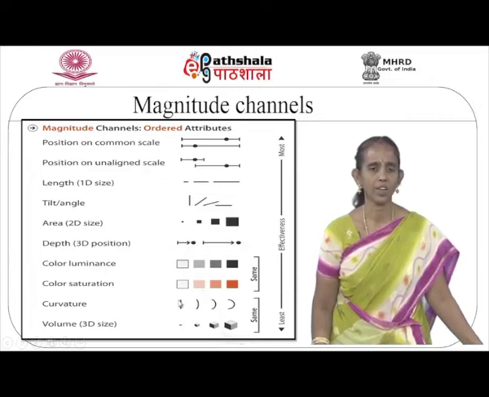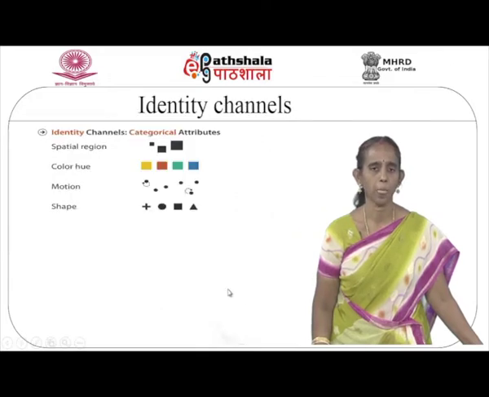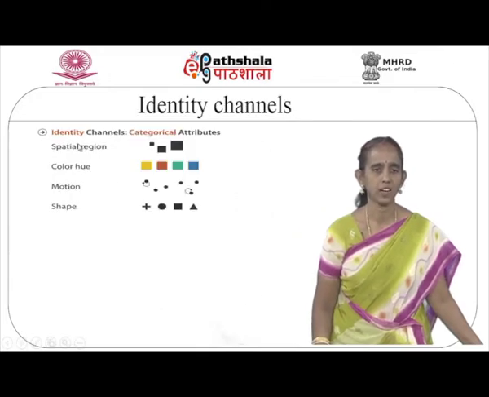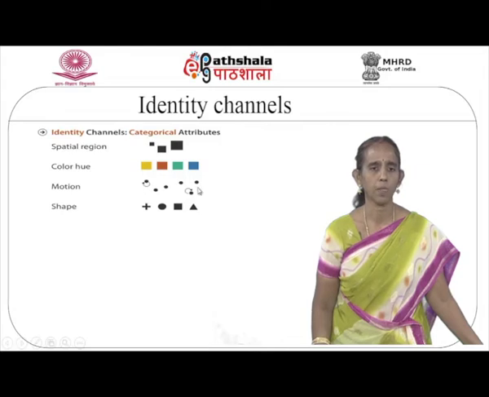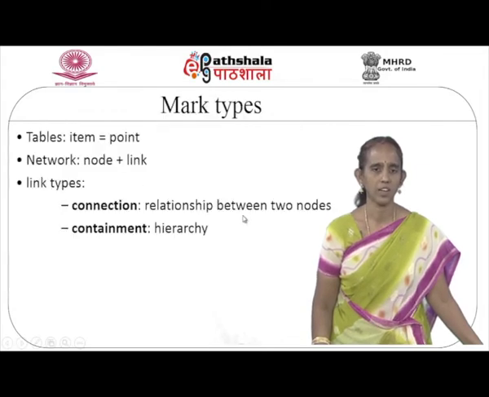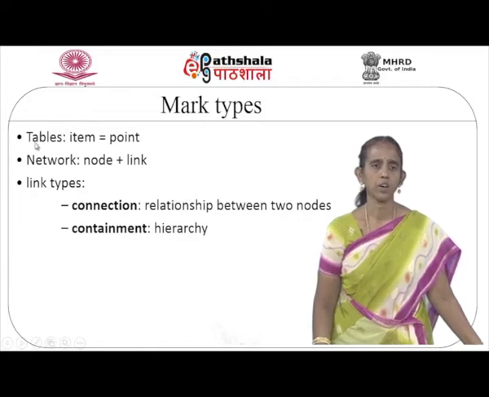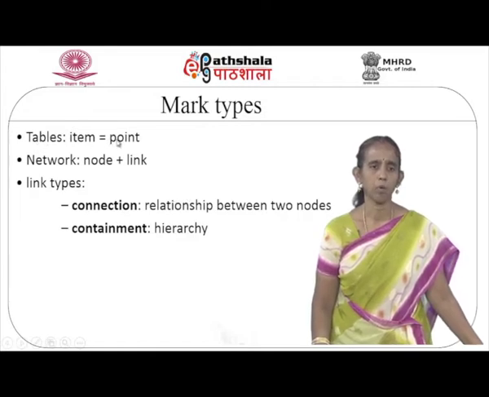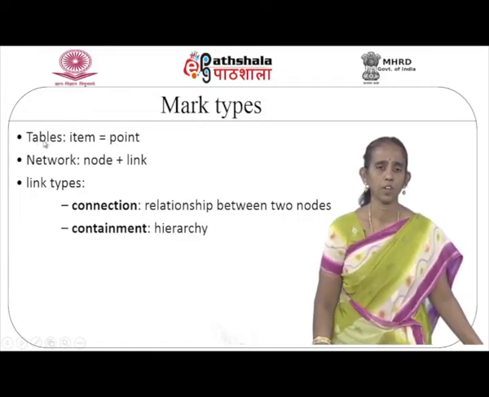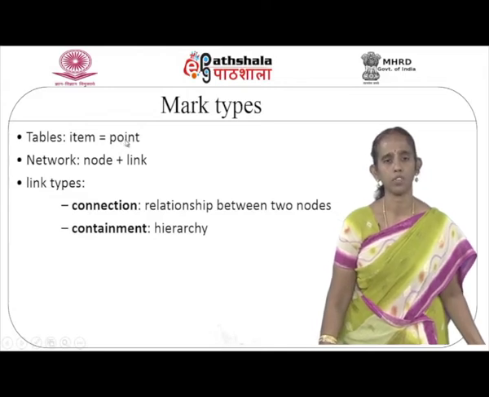Color saturation value, the difference in the curvature and the difference in the volumes as such. Then in the case of identity channels, we have categorical attributes like spatial regions, we have color and hue, we have motion of the values, and we have shape that tries to differentiate various data elements. So the mark type can be a point. In the case of a table, a mark is usually represented as a point.